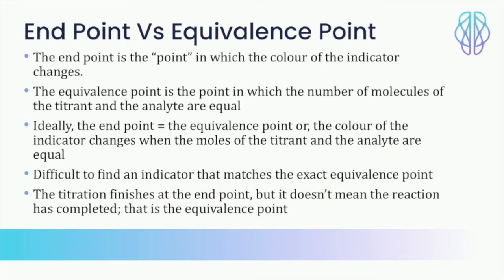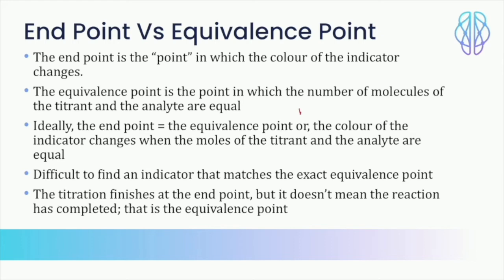So this brings us onto a quick discussion of endpoint versus equivalence point. So essentially the endpoint is a point in which the color of the indicator changes. That's literally all it means. The equivalence point, however, is a point in which the number of molecules of the titrant and the analyte are equal. So the titrant is what you're using to titrate. So in our example, it would be the hydrochloric acid and the analyte would be the sodium hydroxide.